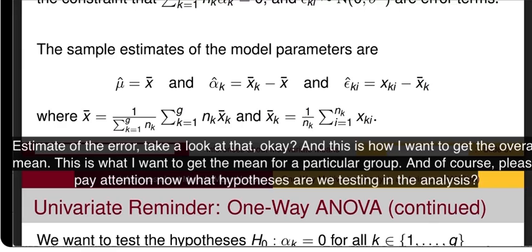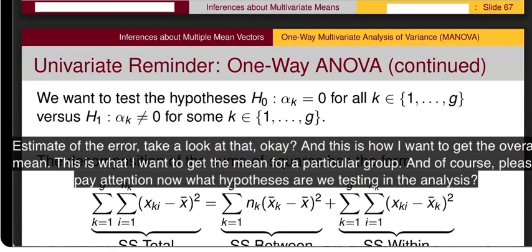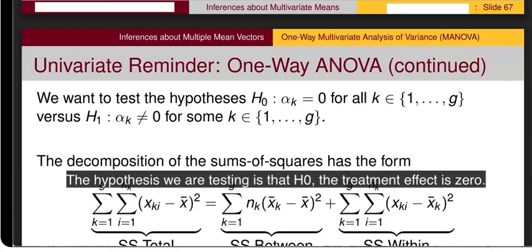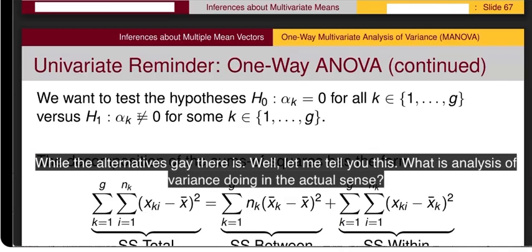And of course, please pay attention now. What hypothesis are we testing in the analysis of variance? The hypothesis we are testing is H naught: the treatment effect is 0, against the alternative that it is not. When I say treatment effect equal to 0, it means there is no statistically significant difference between the means of the groups, while the alternative says there is.